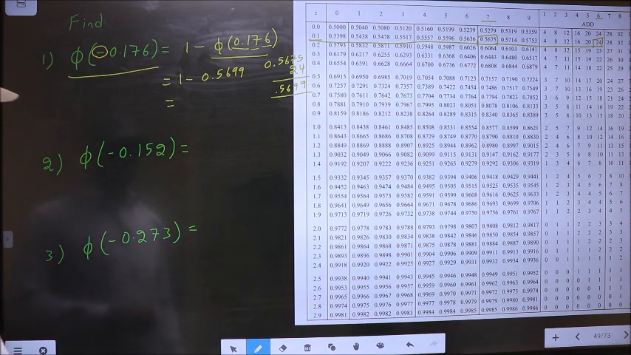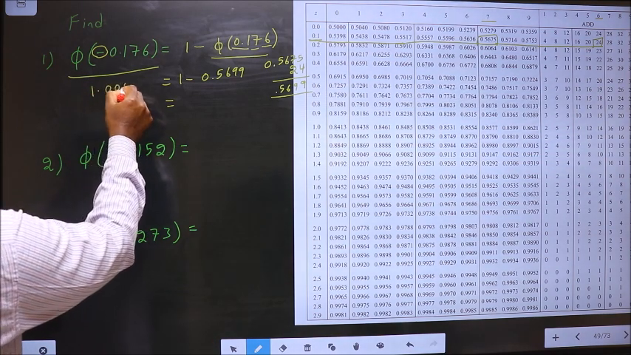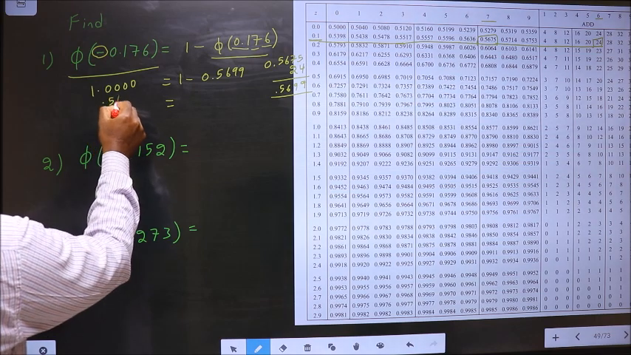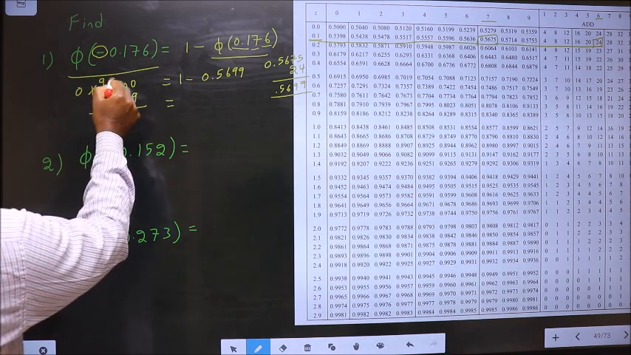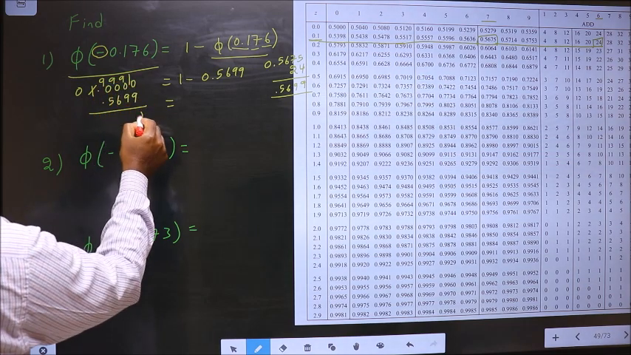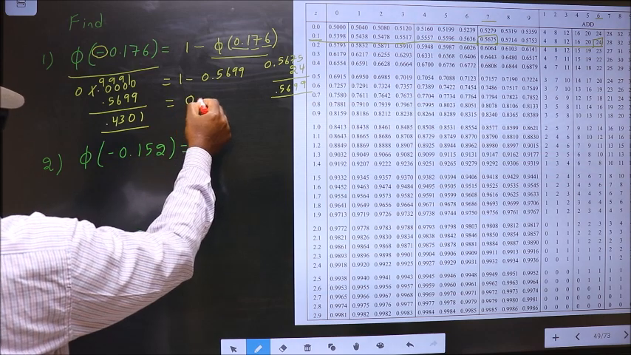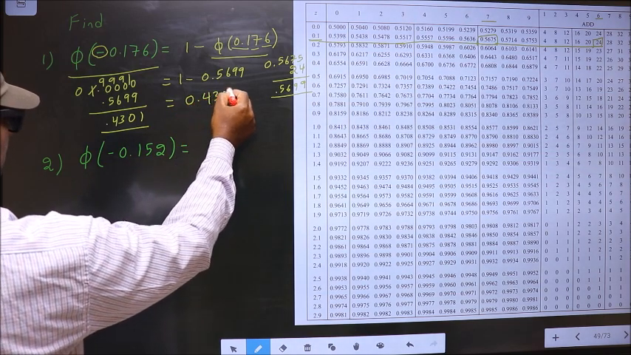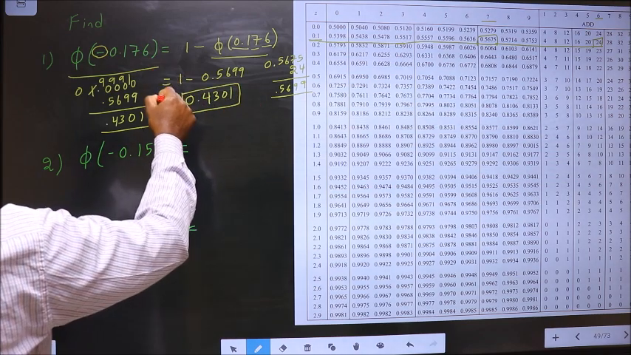Okay, now 1 minus this is our answer. So let us subtract. So 1.0000 minus 0.5699. Here it is 1034. So we get 0.4301. This is our answer to this one.